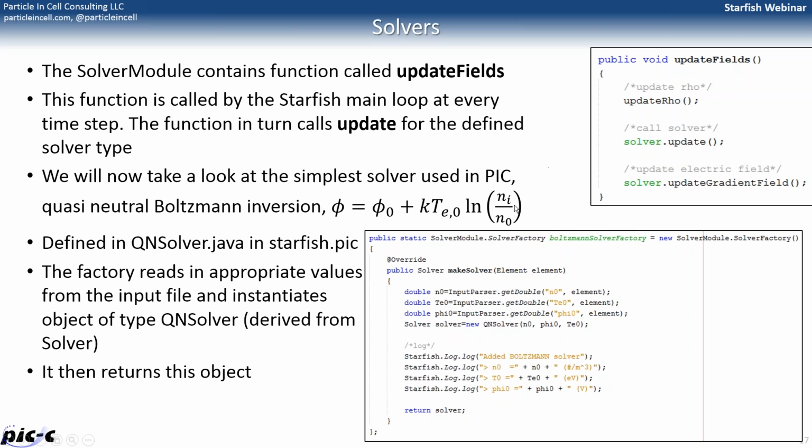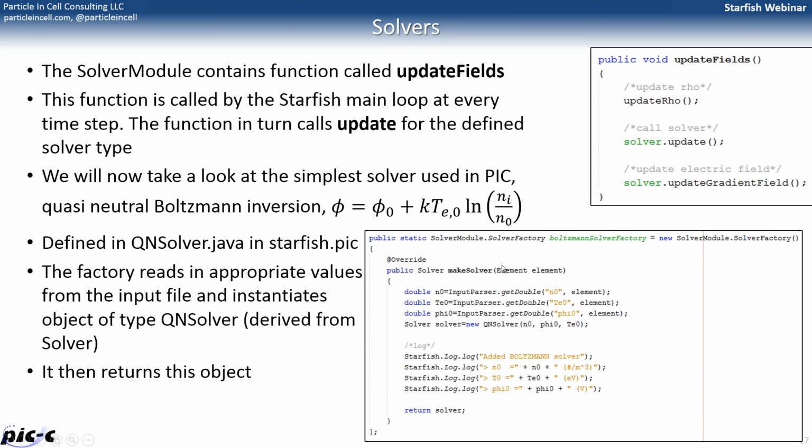Next I want to show you a very trivial solver. This is probably the most trivial solver you can have in PIC simulations, which is the Boltzmann inversion. We are just setting the potential phi equal to a reference potential phi 0 plus a reference electron temperature kTe0 times the natural log of ni over n0. This solver is defined in qnsolver.java in starfish.pic.